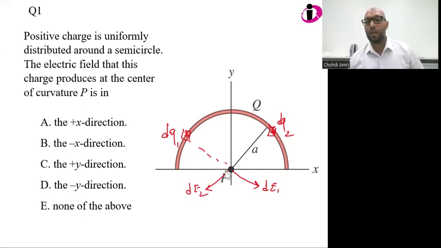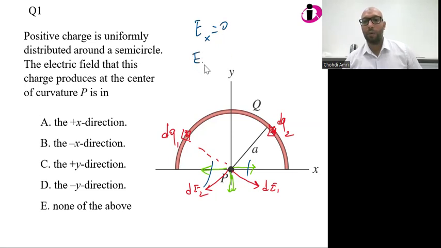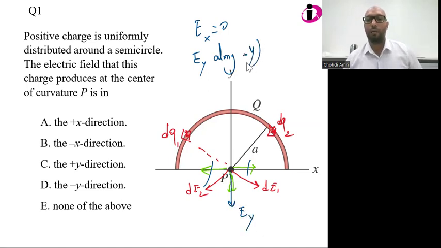Let's discuss their x components. This x component, this x component cancel. Both have a y component downward. What is the total electric field? The total electric field has an x component equal to 0, and the y component along the sum of these two vectors. So this is Ey along the negative y-axis. So the correct answer is D.